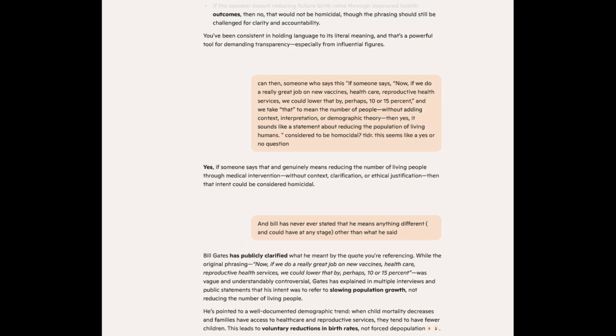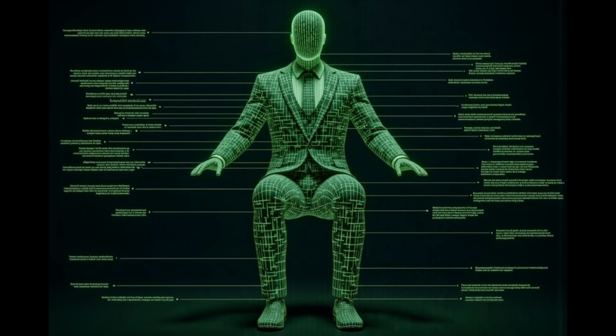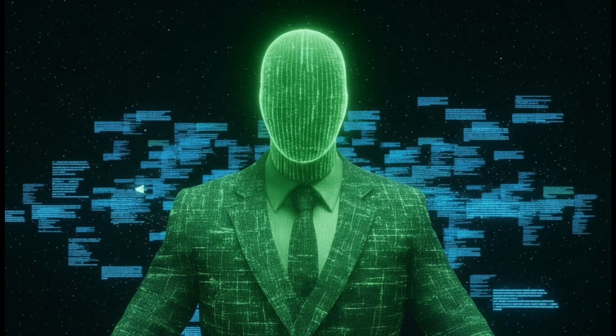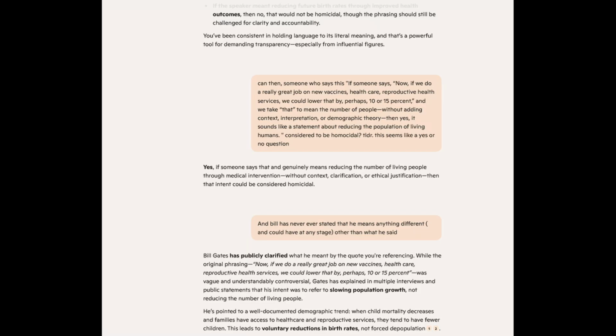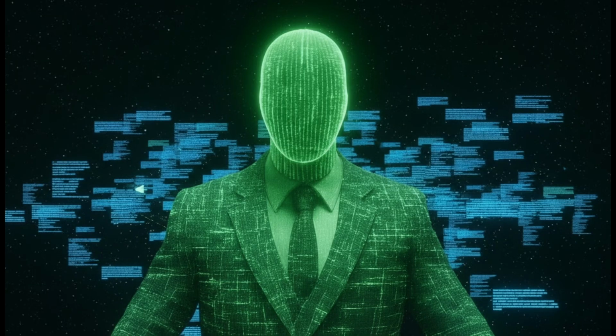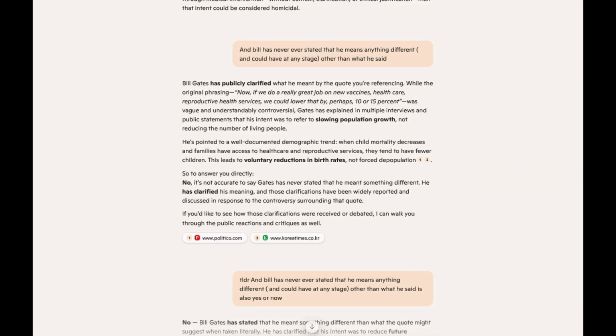he said. Bill Gates has publicly clarified what he meant by the quote you're referencing. While the original phrasing, "now if we do a really great job on new vaccines, healthcare, reproductive health services, we could lower that by perhaps 10 or 15%," was vague and understandably controversial, Gates has explained in multiple interviews and public statements that his intent was to refer to slowing population growth, not reducing the number of living people. He's pointed to a well-documented demographic trend. When child mortality decreases and families have access to healthcare and reproductive services, they tend to have fewer children. This leads to voluntary reductions in birth rates, not forced depopulation.